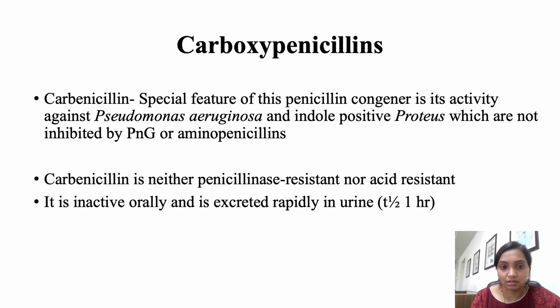Carboxypenicillins, we have carbenicillin and ticarcillin. So carboxypenicillins have a special feature: they are active against Pseudomonas infection. Very, very important. Penicillins which are active against Pseudomonas are carboxypenicillins and ureidopenicillins, and they are also active against indole positive Proteus, which are not inhibited by penicillin G or aminopenicillins. That is the extended spectrum nature of this group of penicillins.